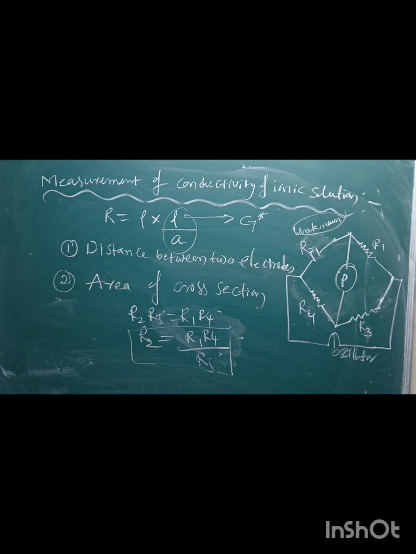To calculate the unknown resistance by using a Wheatstone bridge, we use AC instead of DC, because DC leads to electrolysis, resulting in change of concentration and polarization at the electrode, resulting in change in its resistance. This is how the conductivity of ionic solutions is measured.